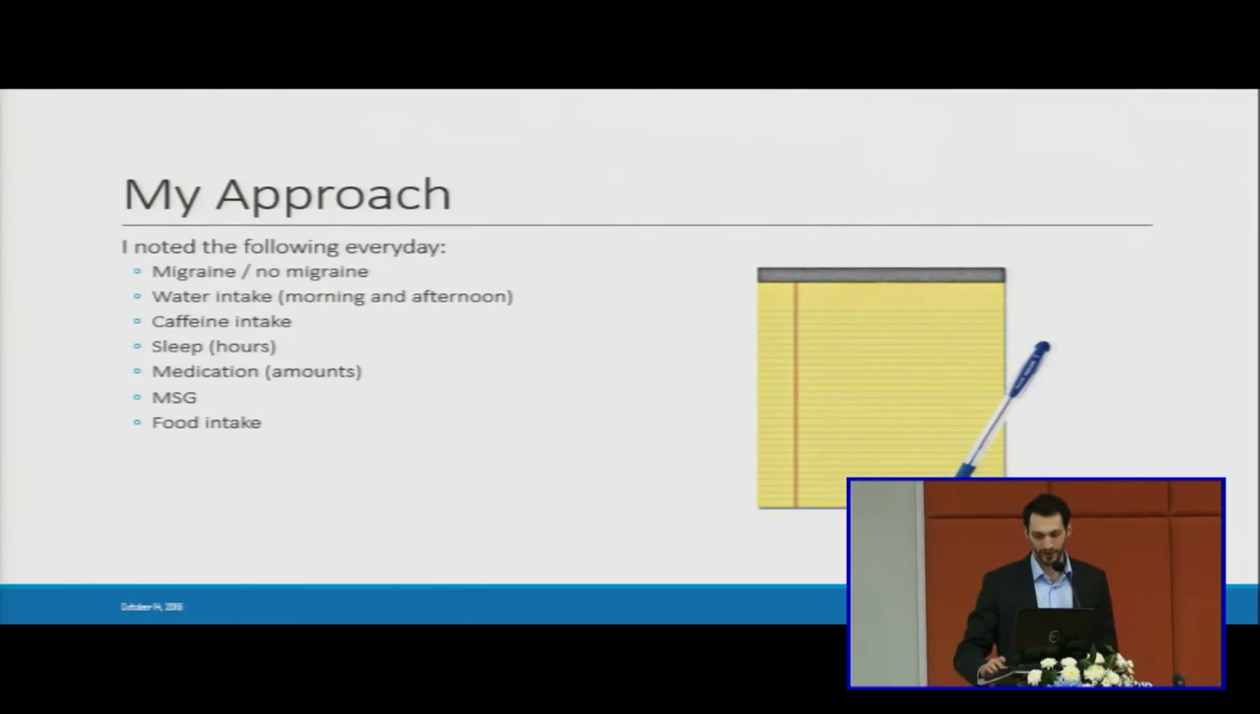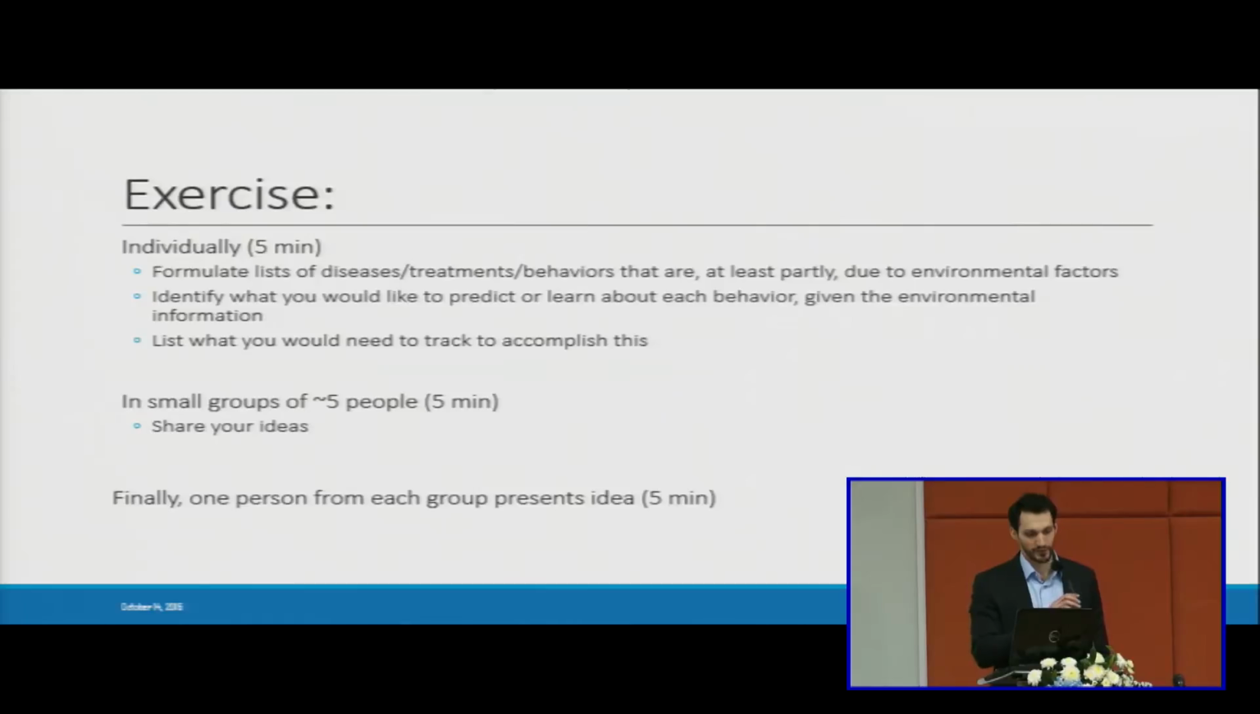Okay, so that's the phrasing of the problem. Since this is a boot camp, there are a lot of exercises for you to do with each other. What I want you to do now is work individually for 5 minutes and come up with a list of behaviors that you think are at least partly due to environmental factors, and then identify for each one what you would like to learn about the behavior given the environmental information, and what information you would need to track to identify this.